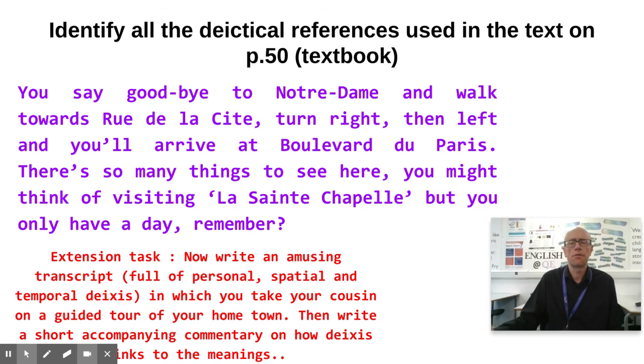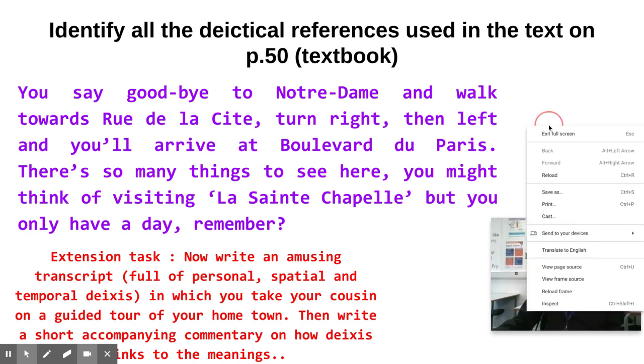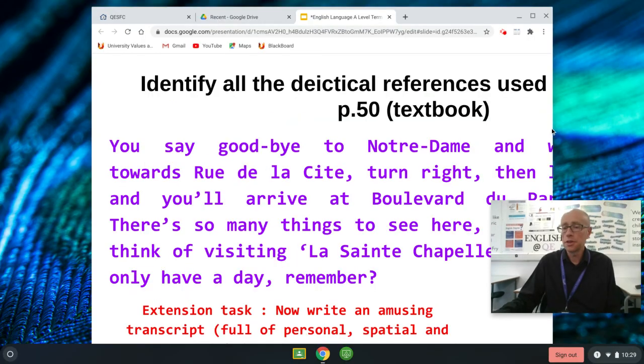Okay, so that's the end of this video. We've talked about face, negative, positive politeness, Goffman's ideas on that, and we've done quite a lot about deixis as well. In our next video, we're going to be looking at the wonderful world of discourse.